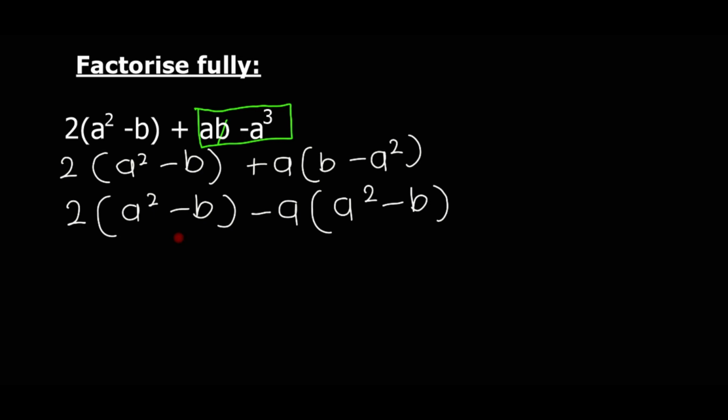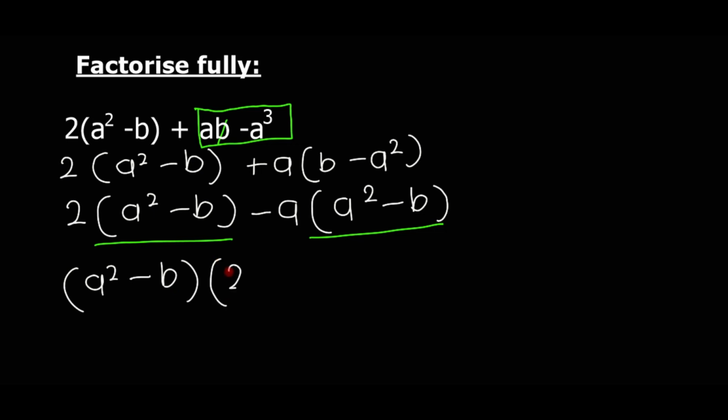And then from this step re ka kgona factorize, o ka kgona bona gore re na le a squared minus b as a common factor. This means re tlo ba le a squared minus b as a common factor, and then re tlo šala ka 2, and then on this side re tlo šala ka minus a. So this is our final answer.